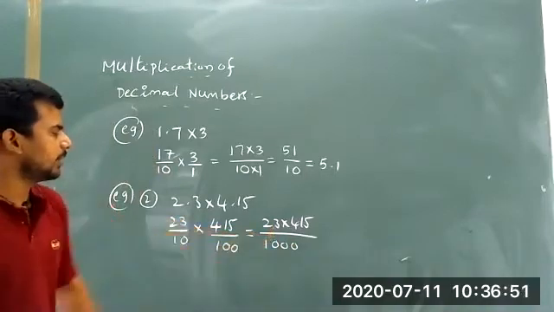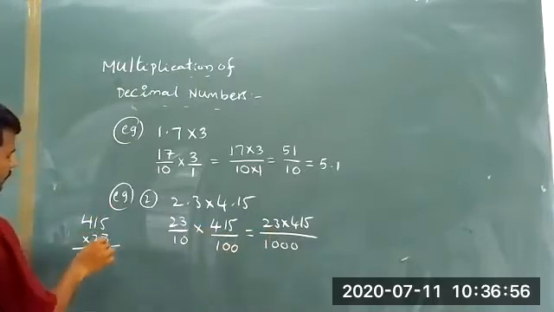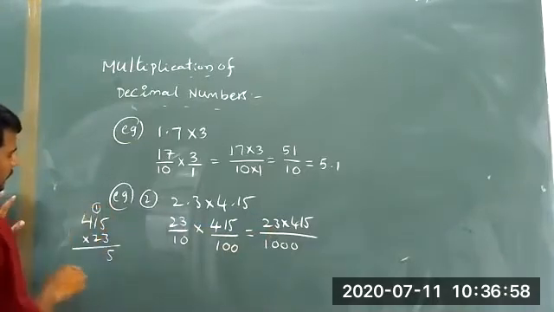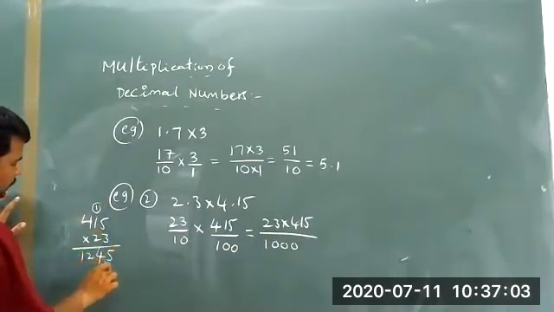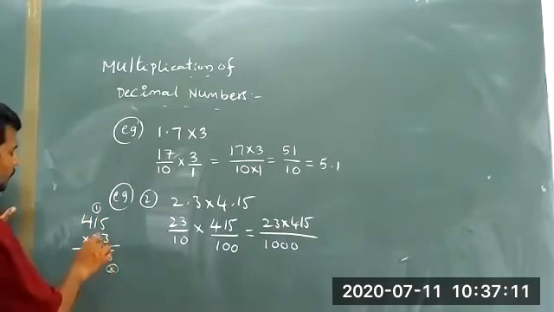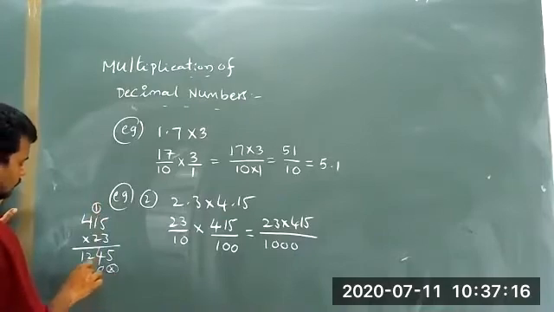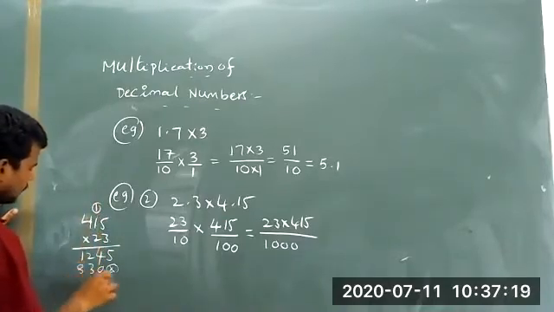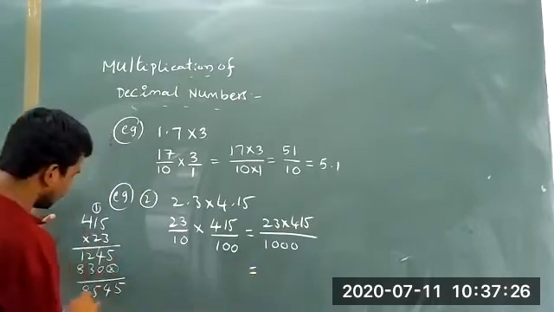Now do the multiplication, 23 into 415. 3 fives are 15, 1 carry. 3 ones are 3 plus 1, 4. 3 fours are 12. Now 2 fives are 10, 1 carry. 2 ones are 2 plus 1, 3. 2 fours are 8. So this answer is 9545.